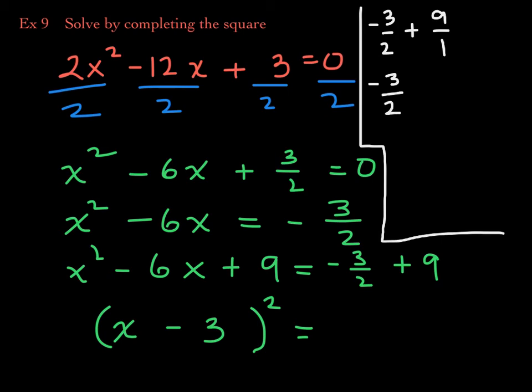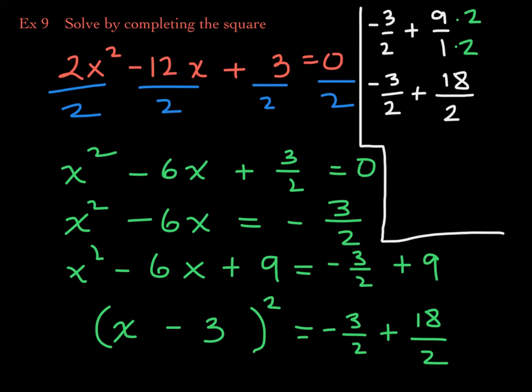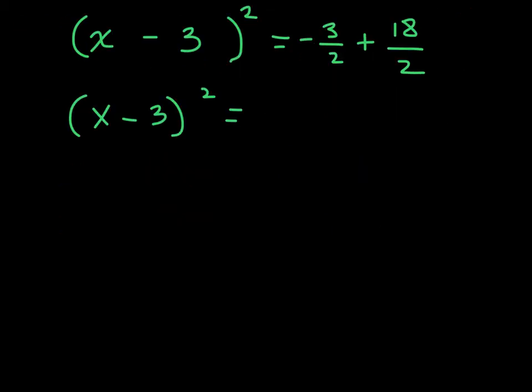So then you need this number 9 to be rewritten as a fraction whose denominator is 2. Well, you would have to multiply 1 by 2 in order to get 2. That means you're going to have to multiply the numerator by 2 as well. So 9 as a fraction whose denominator is 2 is 18/2. So over here, I'm going to write negative 3/2 plus 18/2. This leads to 15/2 on the right.